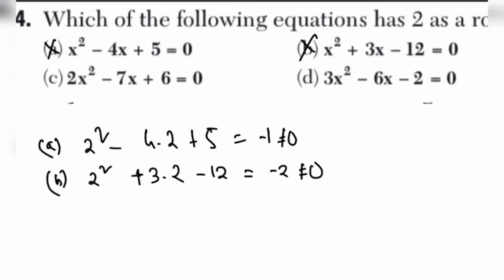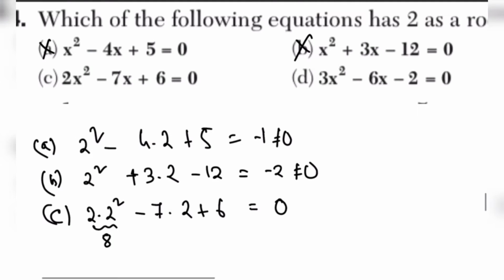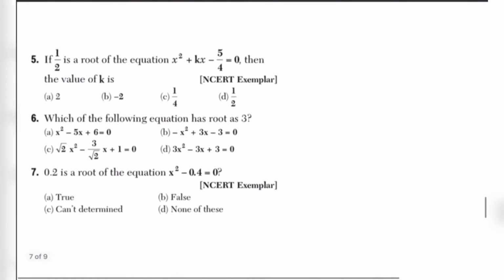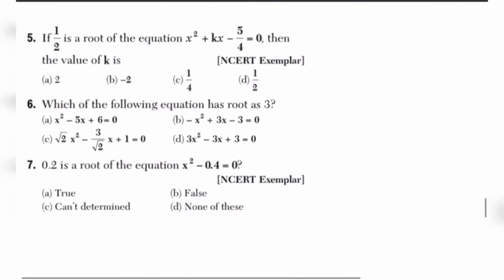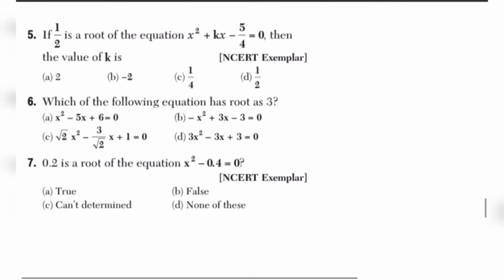Let us see option C, that is 2 into 2 square minus 7 into 2 plus 6, so this much is 8, this 8, and this is minus 14, so 8 minus 14 is minus 6, plus 6 is 0, so this is your correct answer. Okay, let's come to this. Again, you see that half is a root of this equation, then what is the value of k?